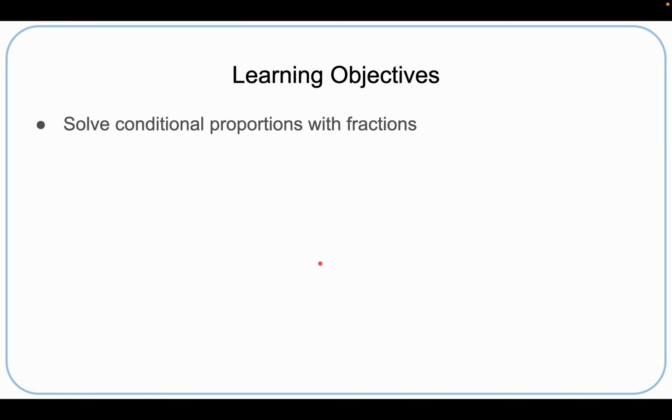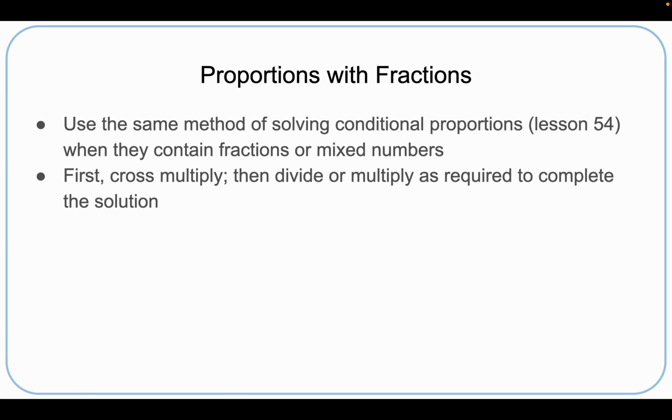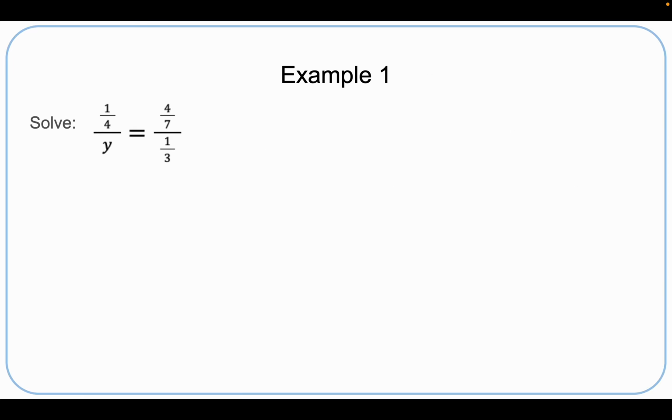All right, our learning objectives today are to solve conditional proportions that have fractions in them. So, proportions with fractions. We want to use the same method of solving conditional proportions that we learned about in lesson 54. So if you need a refresher, you can always go back to that lesson. When they contain fractions or mixed numbers, first, we're going to cross multiply, and then we'll divide or multiply as required to complete the solution. So let's look at some examples.